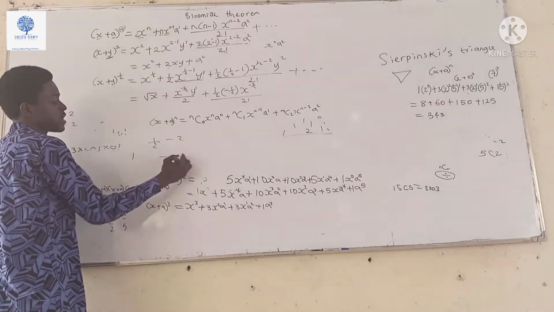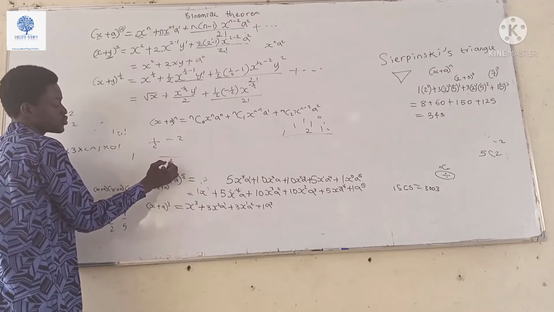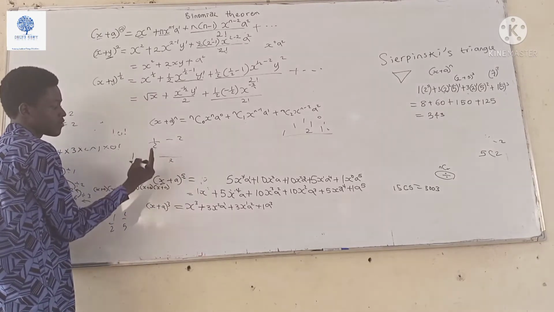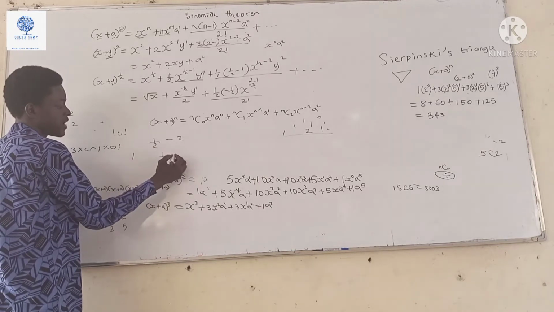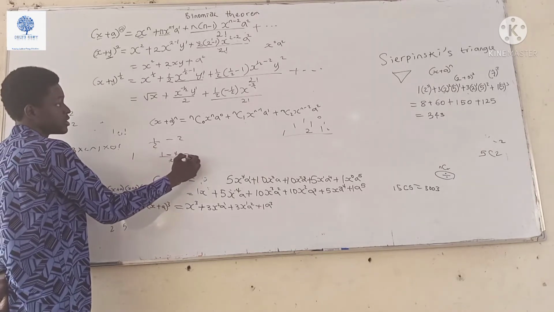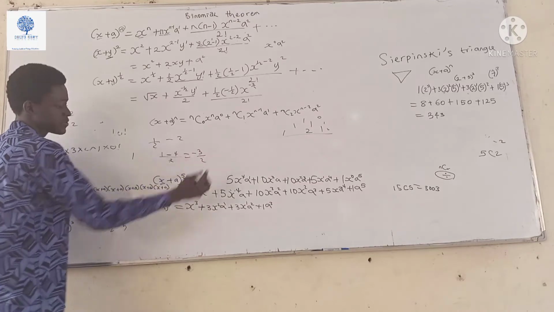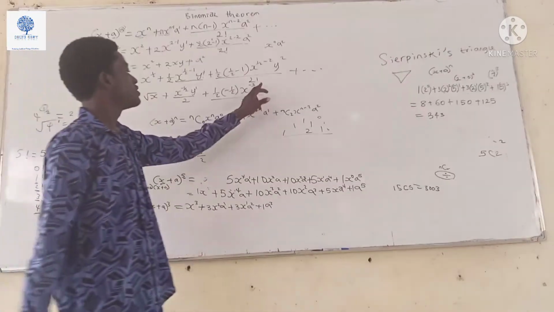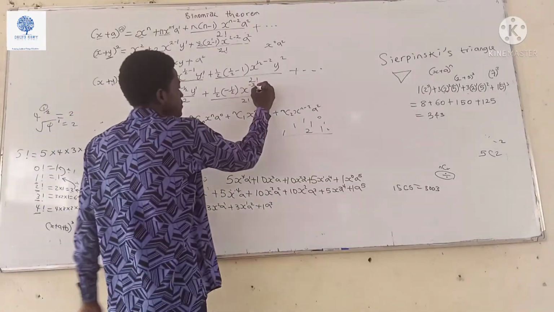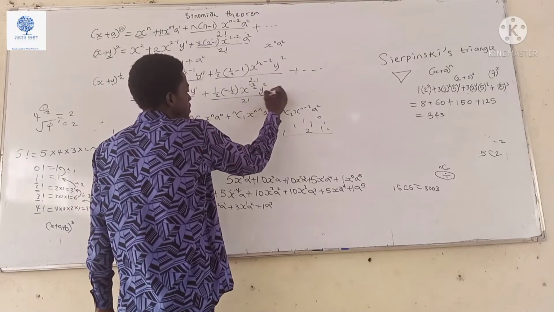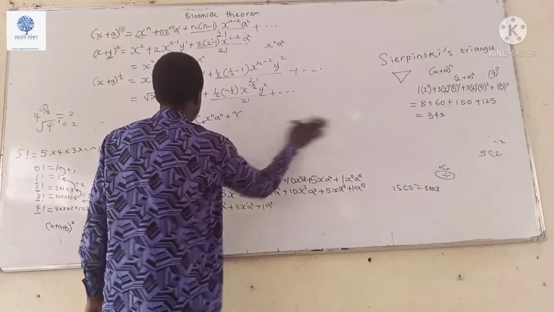Okay, you have 1 over 2 minus 2 now. Half minus 2, your LCM is what? 2. 2 divided by 2 is what? 1. 1 times 1 is 1. You have minus 2 times 2, which is what? 4. This gives you minus 3 over 2. So half minus 2 is minus 3 over 2. And then we have y squared. It gives us plus.